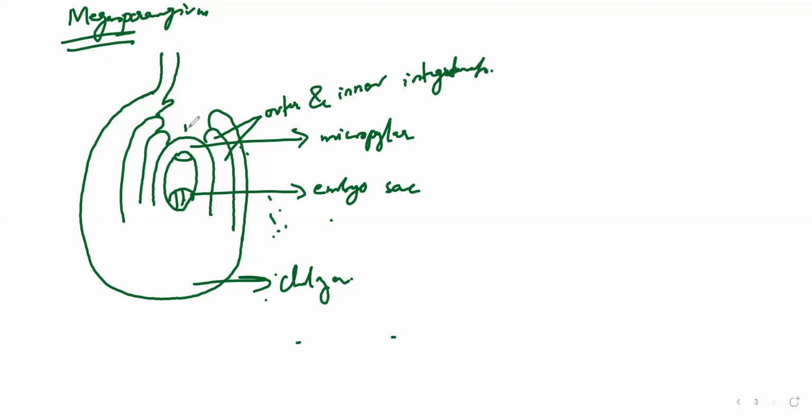Okay, then this region over here is called the micropyle. And then here, this is the funicle. And here inside is the hilum. Okay, now let's see what these parts are one by one.